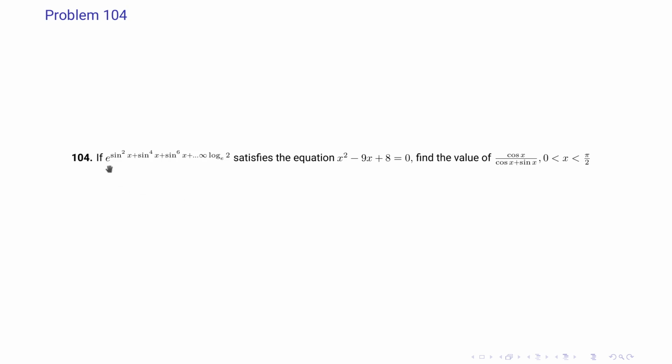Problem 104 says that if e to the power (sin²x + sin⁴x + sin⁶x and so on to infinity), and now this whole is multiplied with log of 2 with base e, there should be parentheses for more clarity, satisfies the equation x² − 9x + 8 = 0, find the value of cos x/(cos x + sin x), where x lies between 0 and π/2.